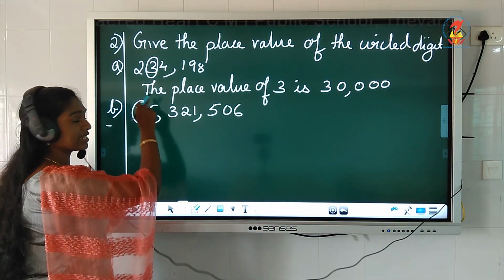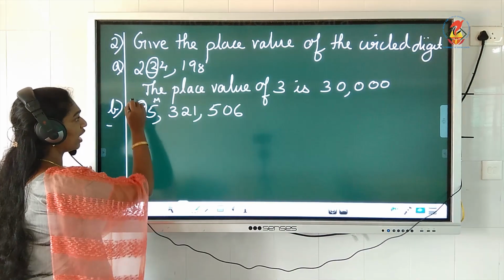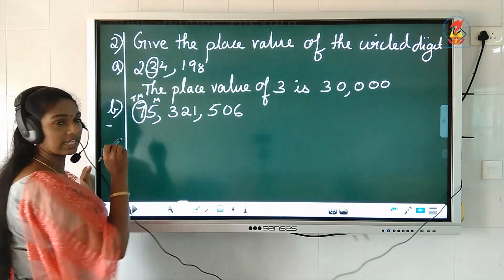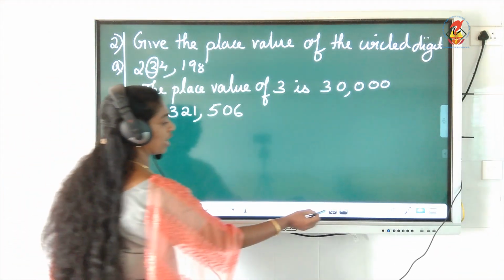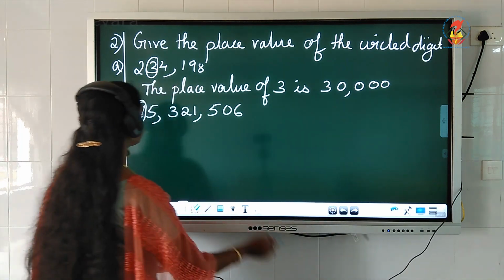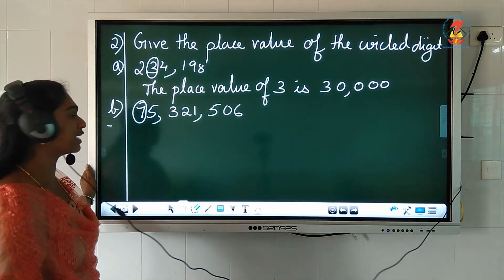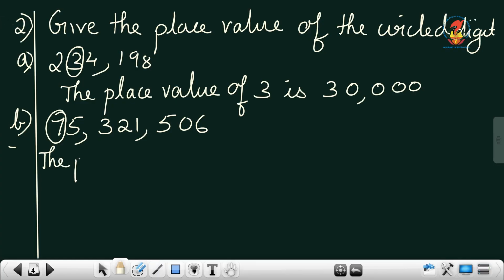This is the millions period. Millions period, first you have million and then you have 10 million. Okay, children? First you have million and then you have 10 million. So, 7 is coming in the 10 million place. Now, how will you write the place value? Place value of 7 is, we have to write as 70 million.